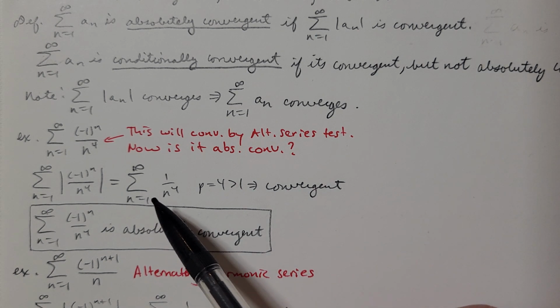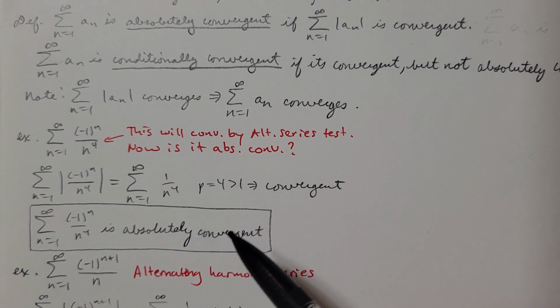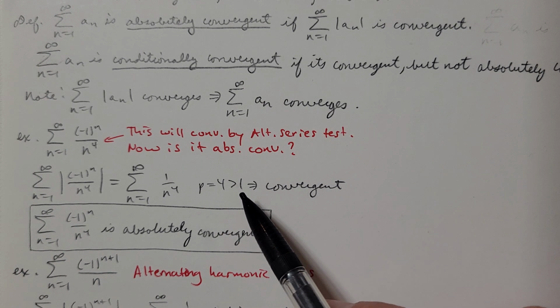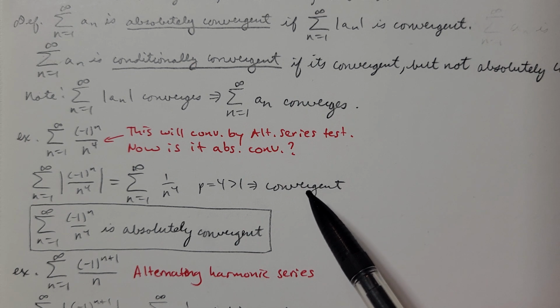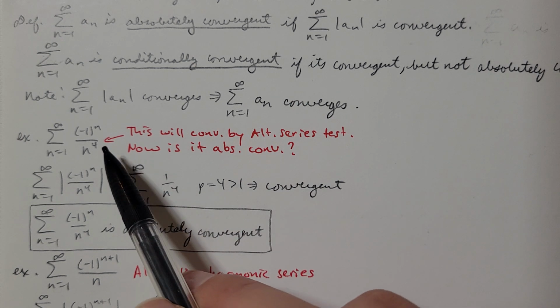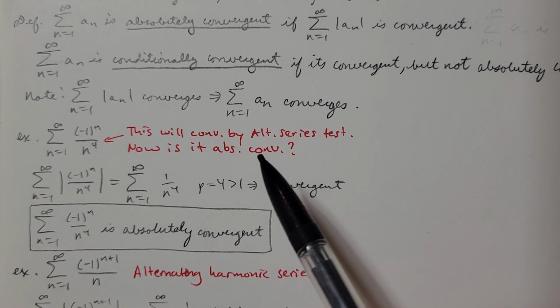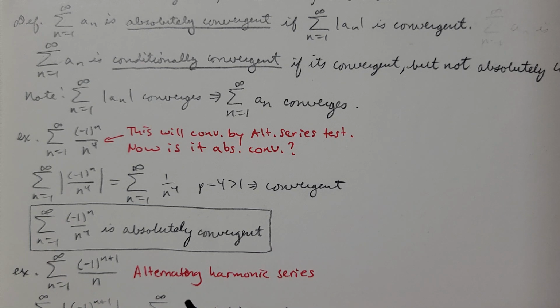So this ends up being the summation as n equals 1 to infinity of 1 divided by n to the fourth, and this is a p-series. P is 4, which is bigger than 1, so it's convergent. Therefore, the original series is called absolutely convergent, because it converged regularly by the alternating series test, and it also converged when I throw absolute value bars around the sequence part.